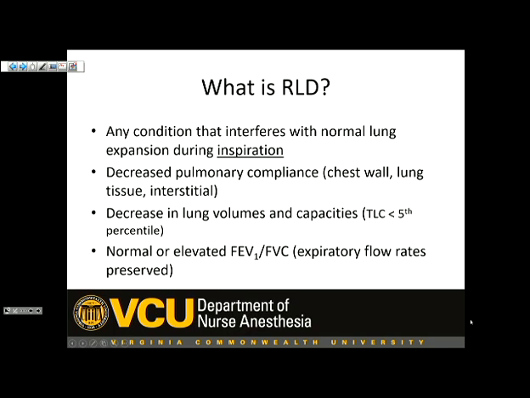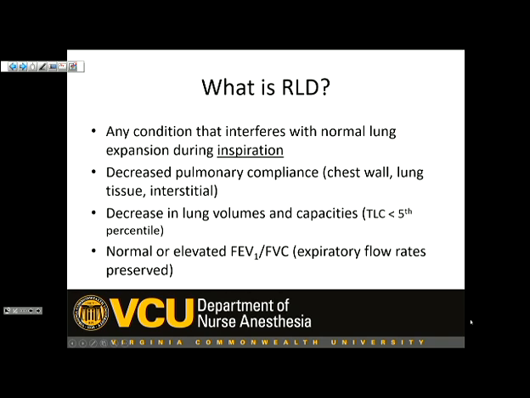Overall, there is decreased compliance of the pulmonary system. Compliance can be separated into really two components: compliance of the lung and the lung tissue and the surrounding tissues, the pleura, or that external chest wall compliance. But fundamentally, these represent a decrease in compliance. So it's difficult to get that air in, with all of the sequelae that go along with that.